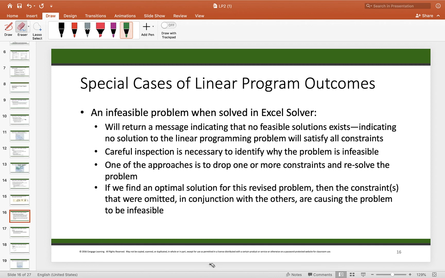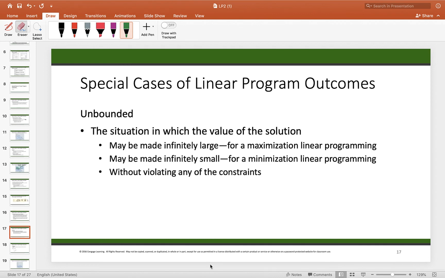So let's move on to another problem. It's unbounded. If Excel Solver returns unbounded for your solution, it basically means that you either have a maximization problem where the way it's being set up is suggesting that you can have infinite profits. And if it's a minimization problem and you want to minimize your losses, it's going to be unbounded as well. So it goes without bound. It just goes on forever. And this is without violating the constraints.